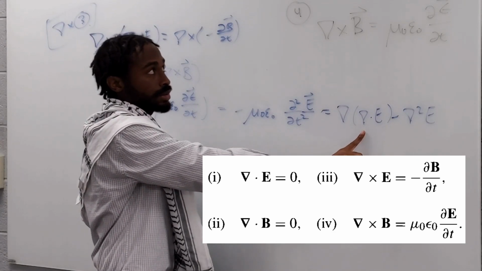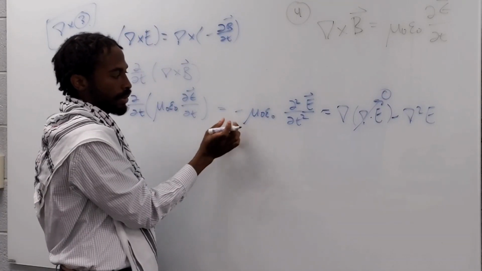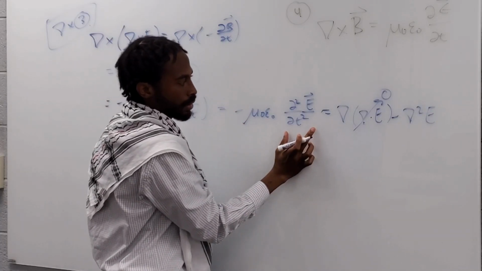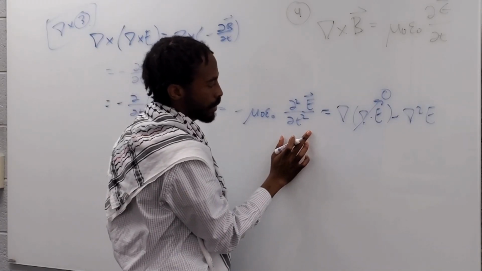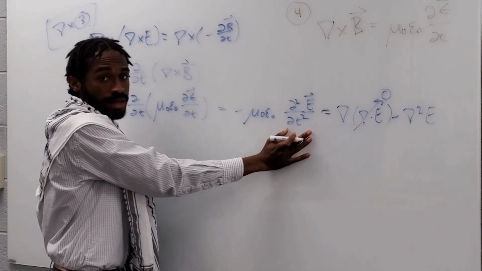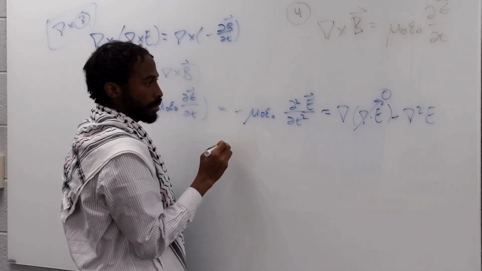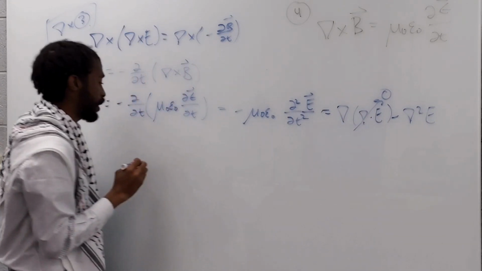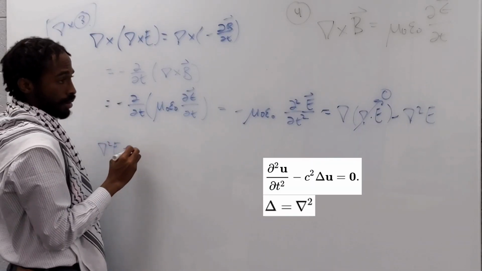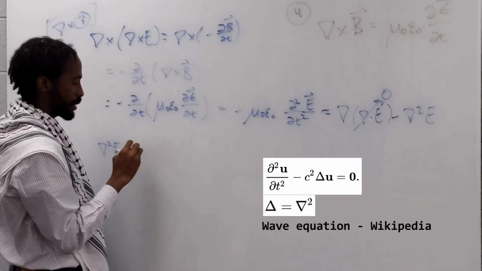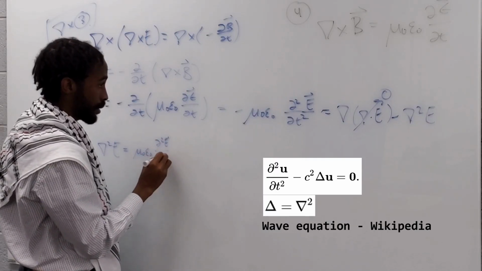This is one of our Maxwell's equations. This is Maxwell's first, and in a vacuum is 0. So now we have minus mu naught epsilon naught d squared E dt squared, the second time derivative of E, equals 0 minus. So I'm going to bring this over here and drop the minus signs. Del squared E equals minus mu naught epsilon naught d squared E dt squared.